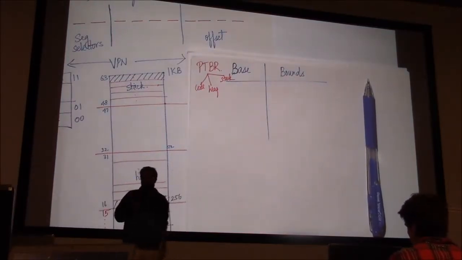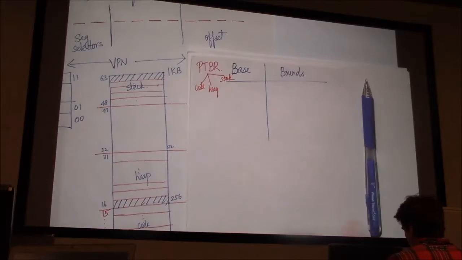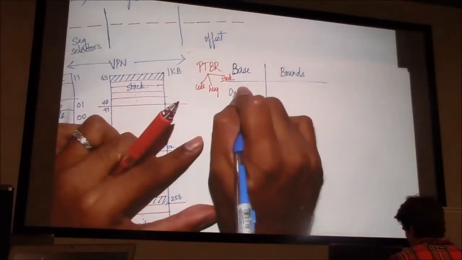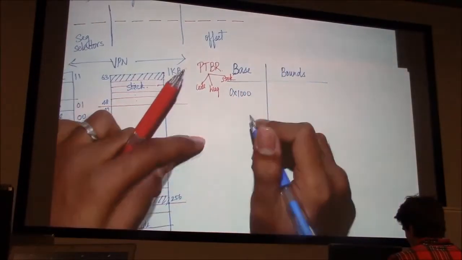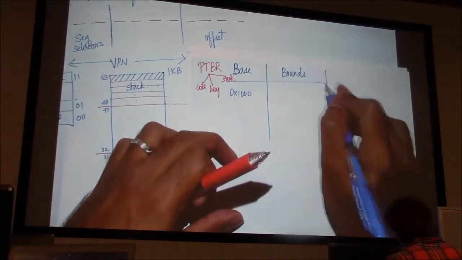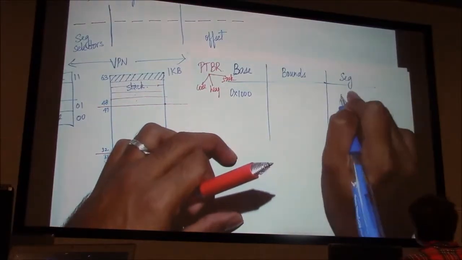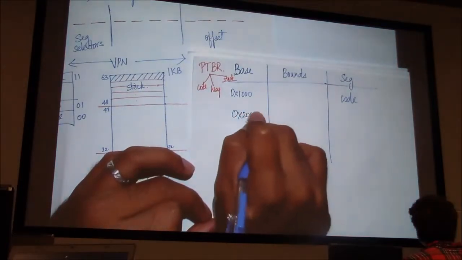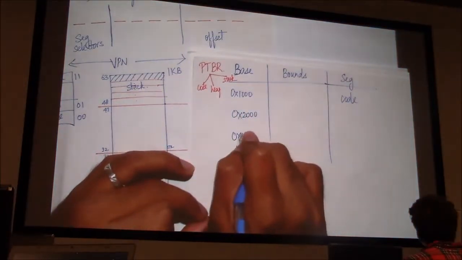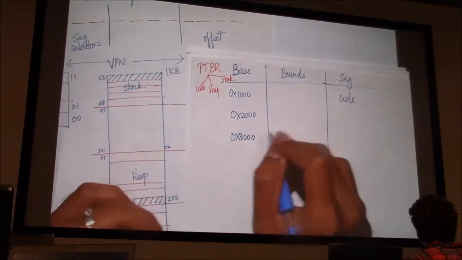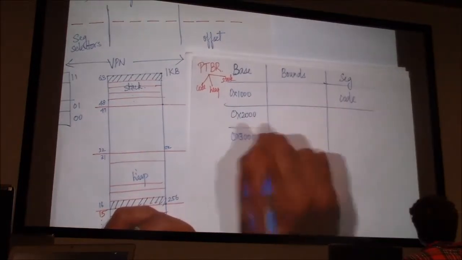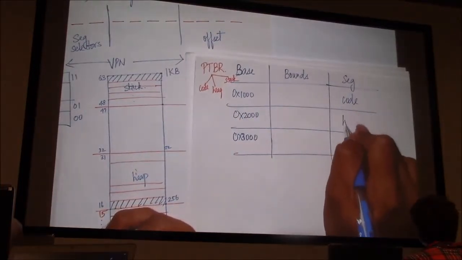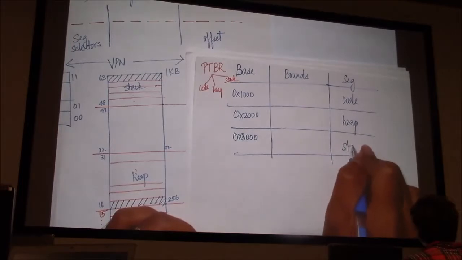Okay, and let's assume, as of now, some values. Base of code, let's assume code is at base 0, like 1000, then 2000, then 3000. These are the locations where the page tables are. This is the heap and this is the stack.